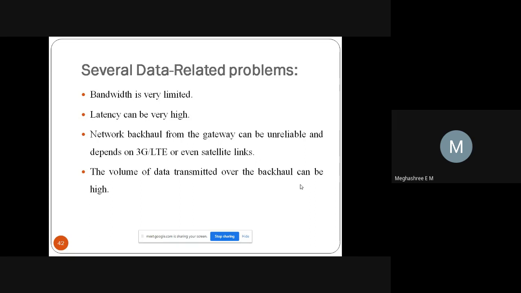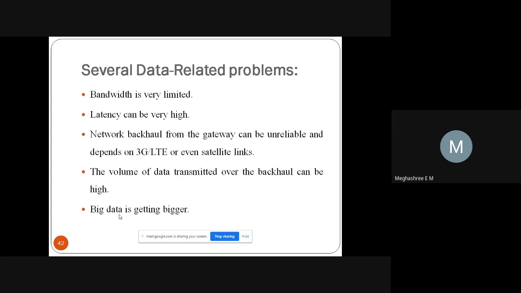So there may be high delays when a huge amount of data has to be transferred over the network. Then the bandwidth can be low, since the channel is shared by many users' data. And the volume of data transmitted over the backhaul can be high.